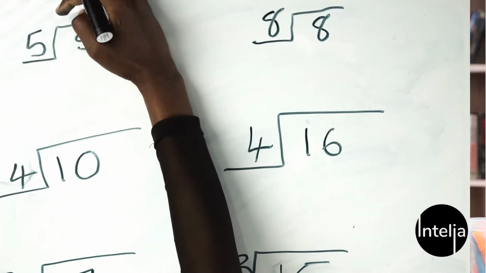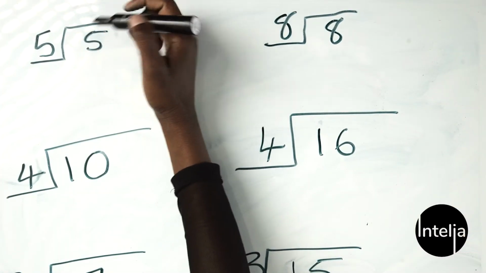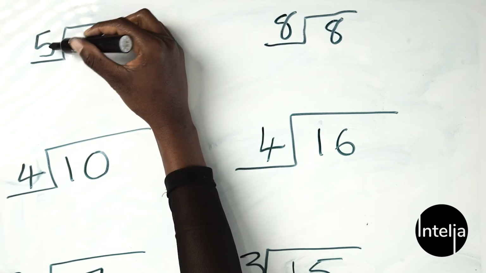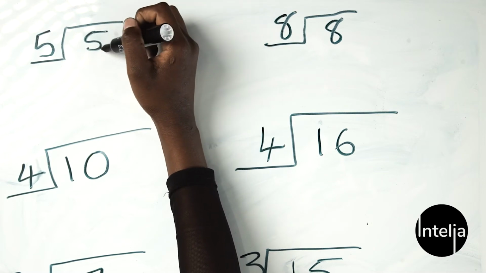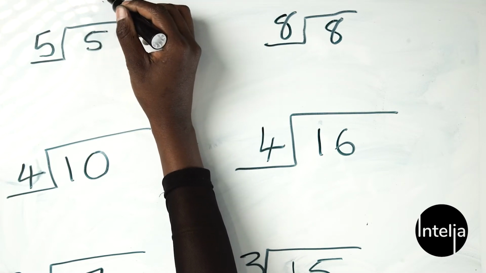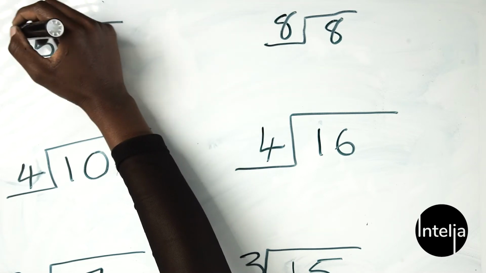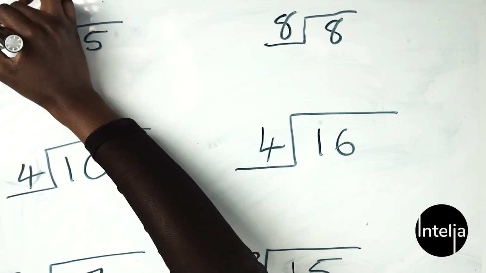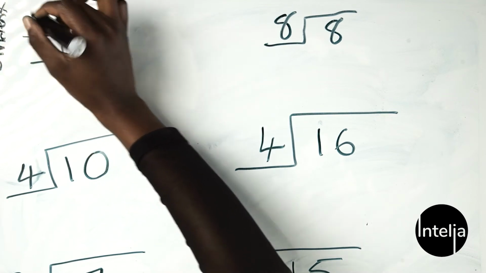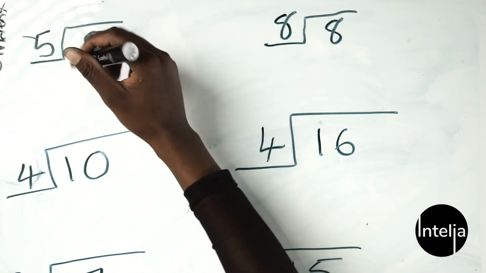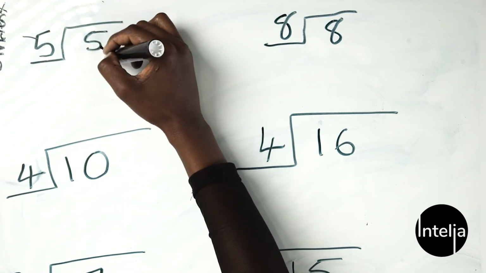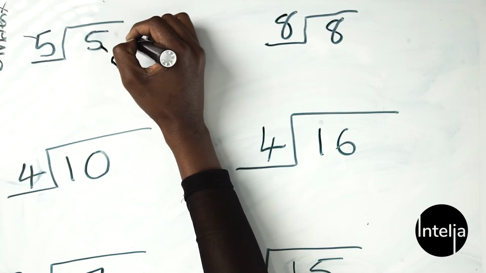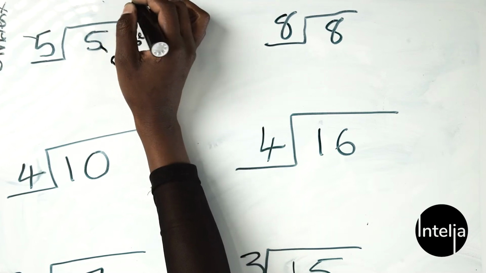So like here we have 5 divided by 5. So 5 is the dividend and 5 here is the divisor and the answer here is the coefficient. So the dividend is basically the number that is dividing the other number. And then the divisor is the number that is being divided. And then the coefficient is the answer.